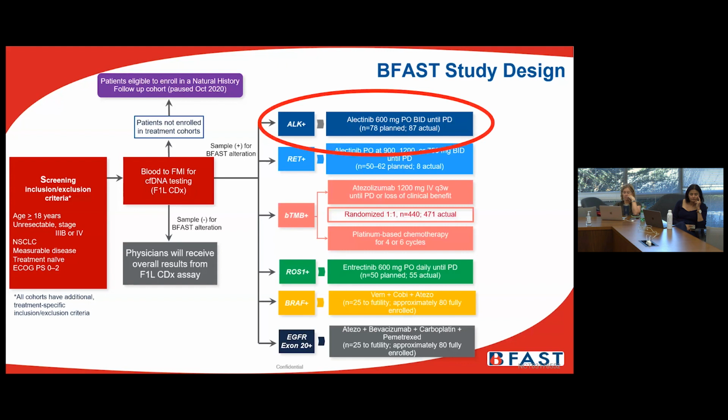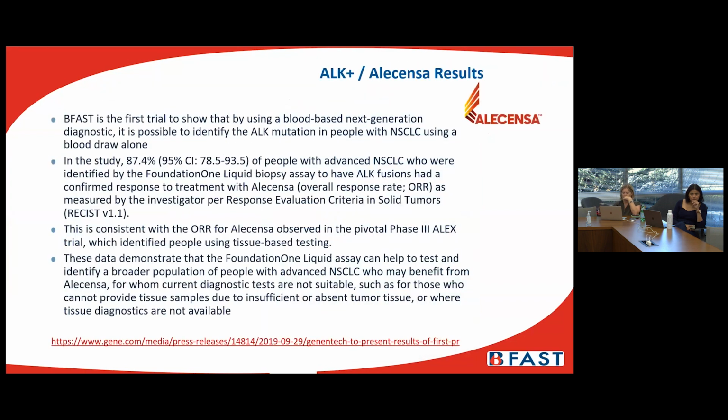So we're going to focus a little on the very first cohort, which is an ALK positive fusion cohort. This study has read out. This is in connection with Alecensa. Alecensa is a drug for ALK positive NSCLC patients who harbor an ALK fusion. The current label is tissue-based, and based on the data from BFAST, we were able to show that using blood and looking for the same ALK positive alteration, the patients were very responsive.